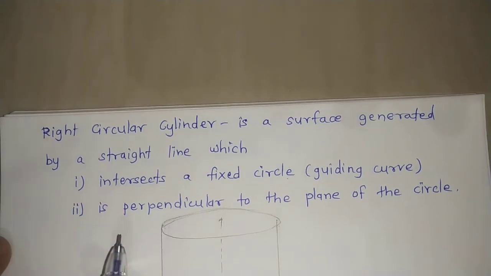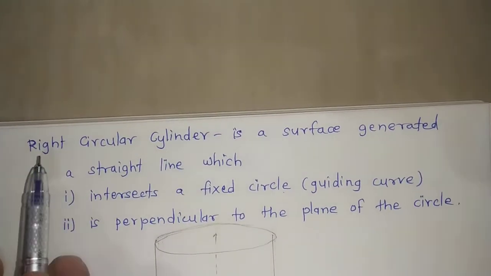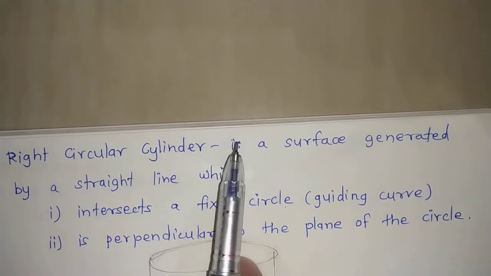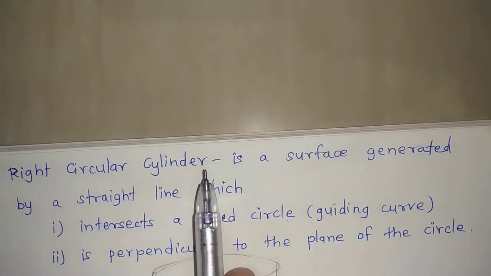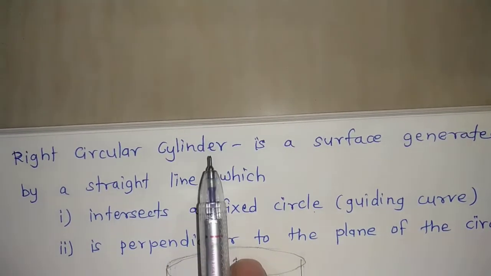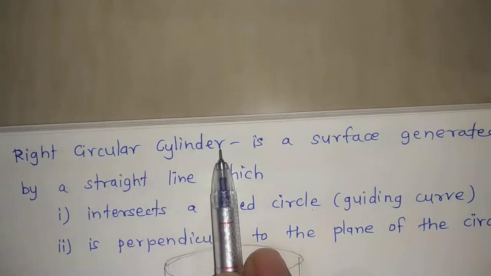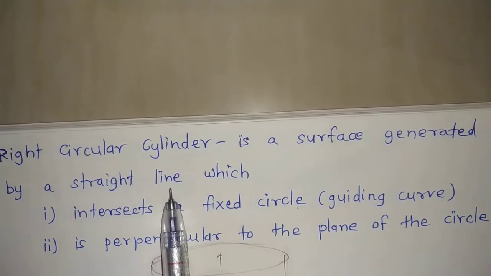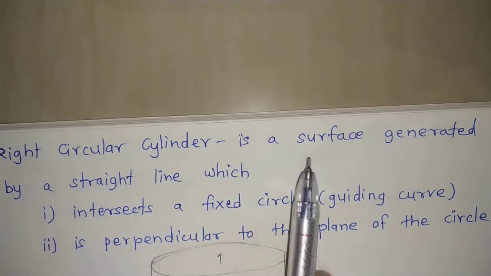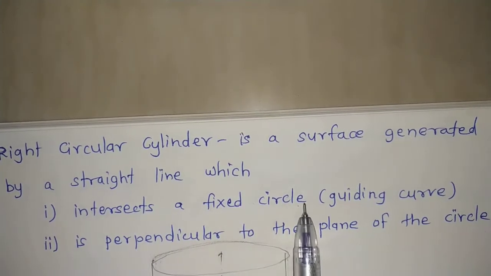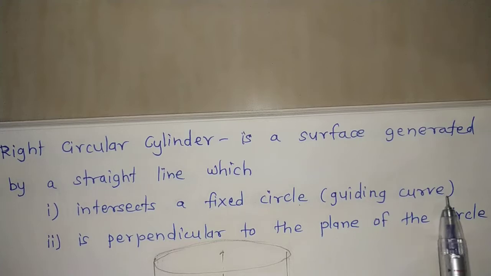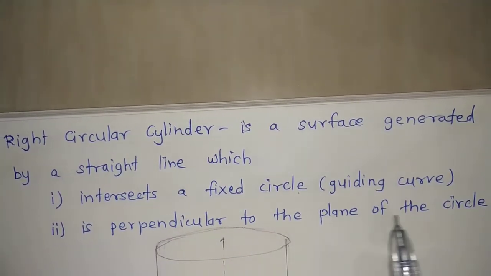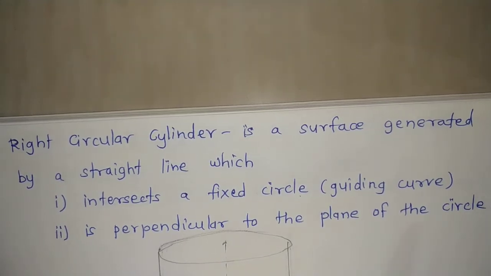Hello students, in this video lecture we are going to discuss the concept of the right circular cylinder and how to find the equation of a right circular cylinder with the help of given information. Now, a right circular cylinder is a surface generated by a straight line which, number one, intersects a fixed circle, called the guiding curve, and second, this straight line is perpendicular to the plane of the circle.